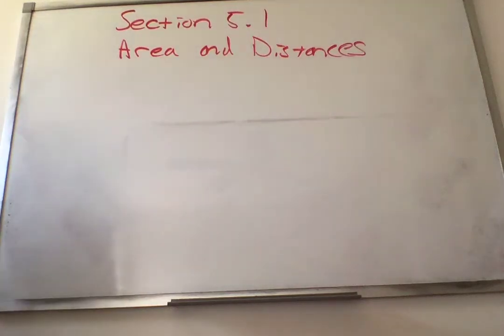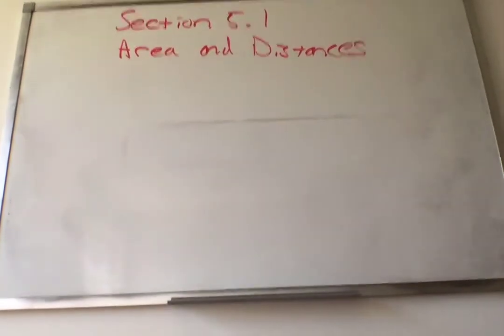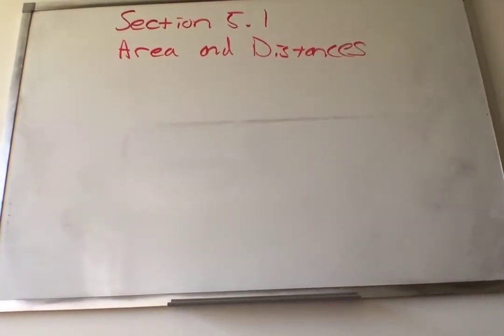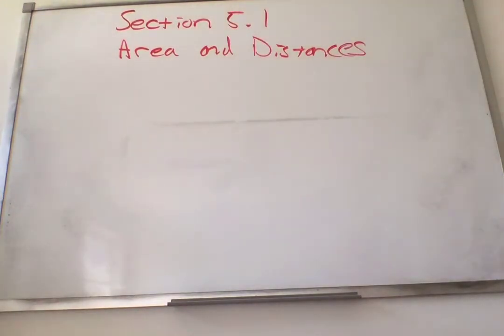All right, now we're starting chapter 5. Chapter 5 starts out talking about areas and distances. What we're going to do is relate antiderivatives to areas. That will come in the next few sections.